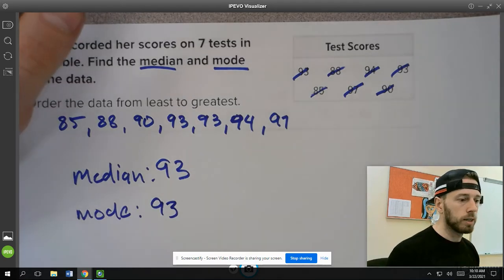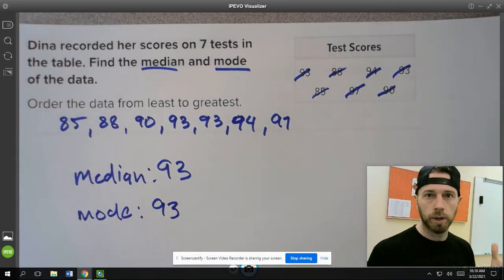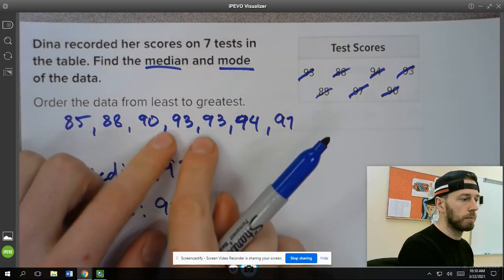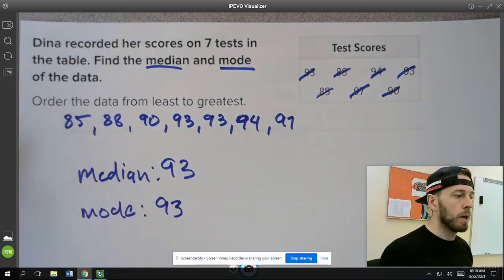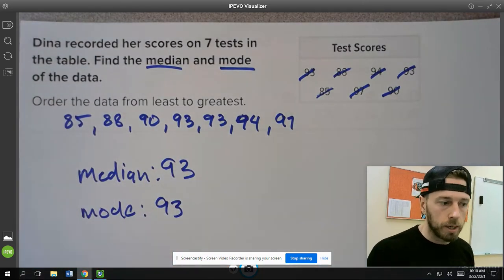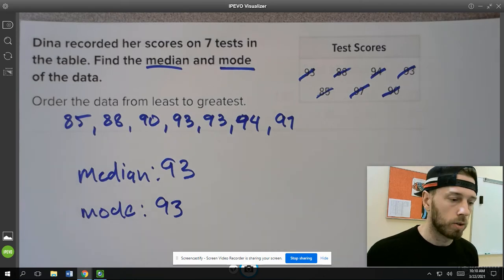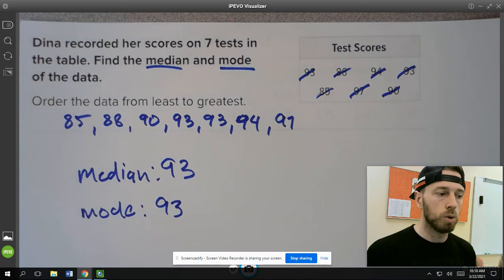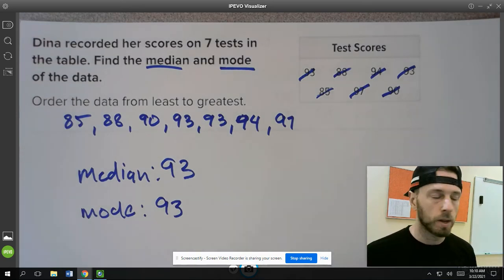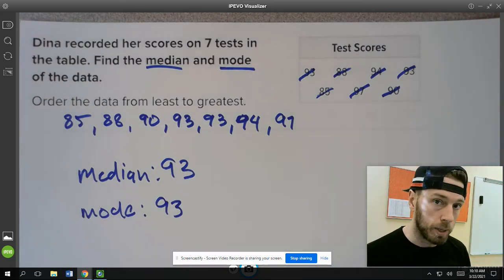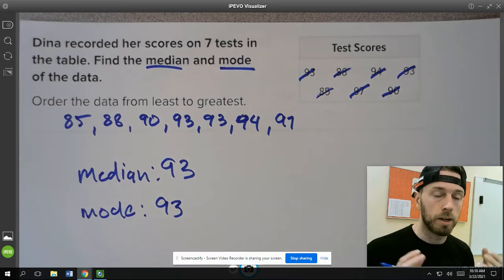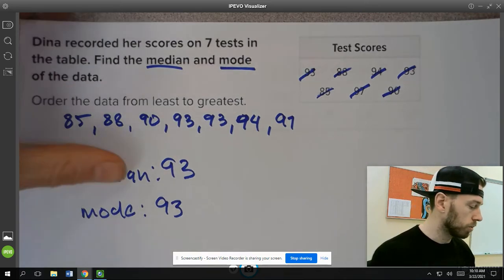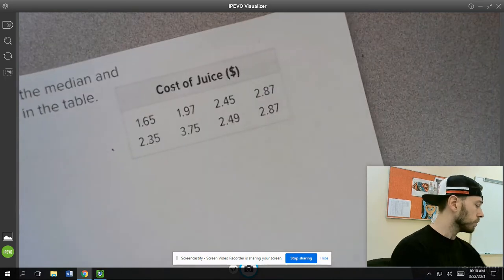Now, there are a few little weird things that you need to know. What if there's not a direct middle number here? We'll look at that in just a second. But also, there could be no repeat numbers. So that could make there no mode. If there were no numbers that repeated in here, you would just say no mode. If there were several numbers that repeated the same amount, then you could have multiple modes. Let's look at one more example.